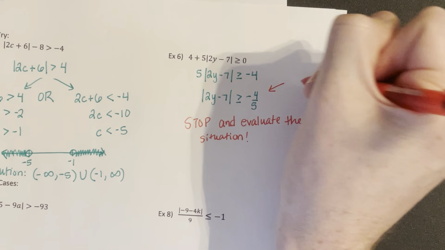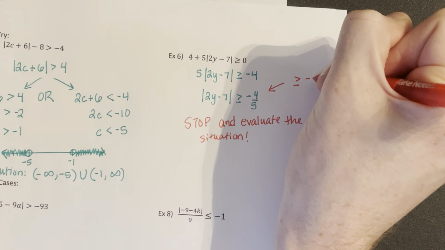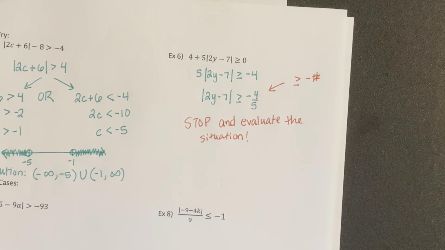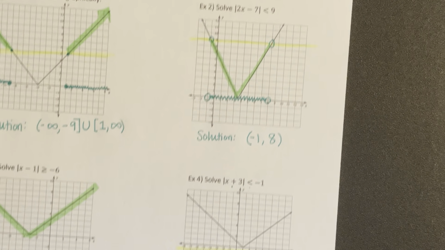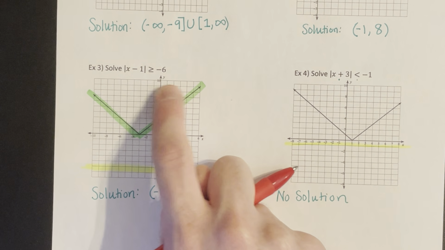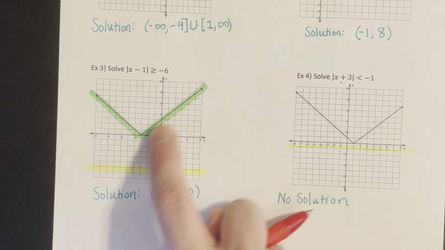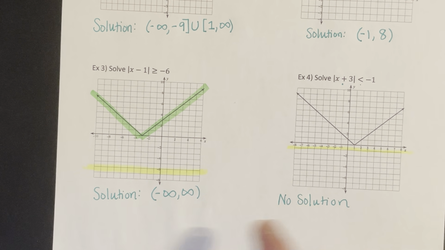All right, so we see a greater than or equal to a negative number. That right there is our clue, because that happened when we were doing these. When we had something that was greater than or equal to a negative, we were always above that negative line. So were our solutions all real numbers.